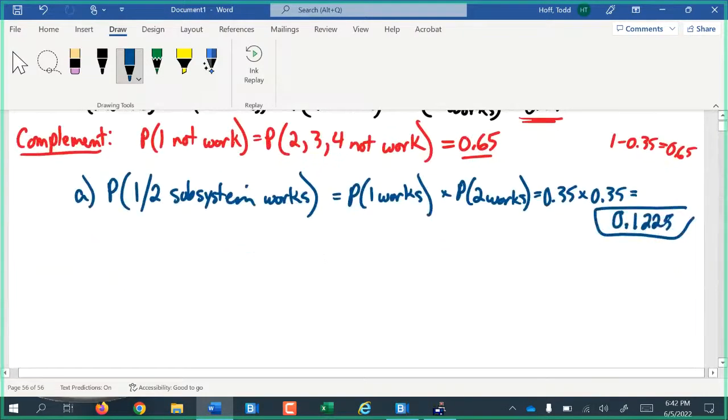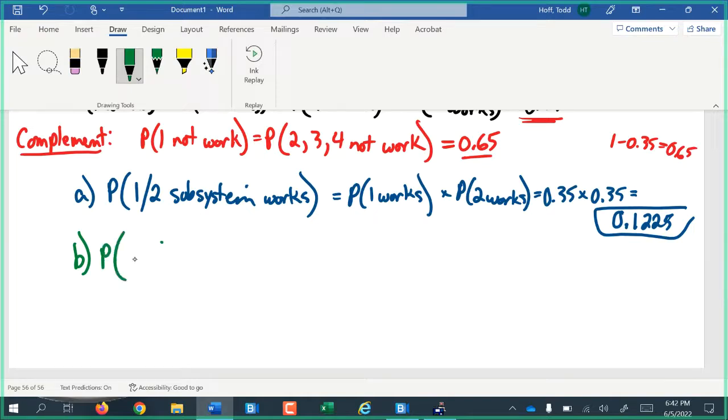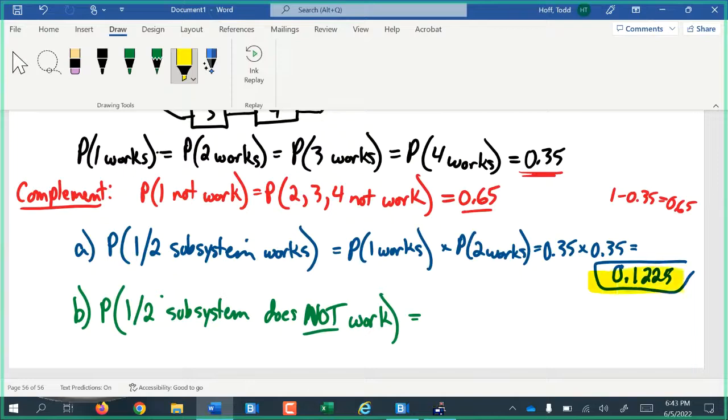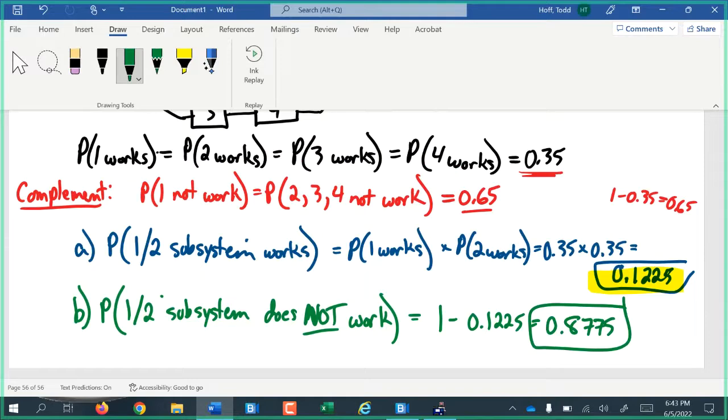Now the second question, part B, is asking what is the probability that the 1-2 subsystem does not work. Well, again, this is just the complement of it working. So the probability that it works is 0.1225. The probability that it does not work is 1 minus 0.1225, giving us 0.8775. That is the probability that it does not work.